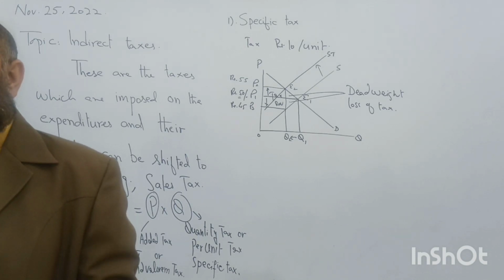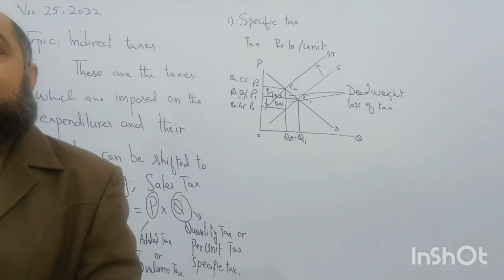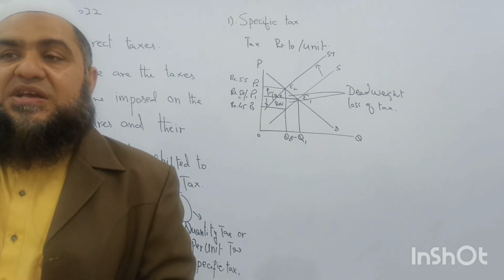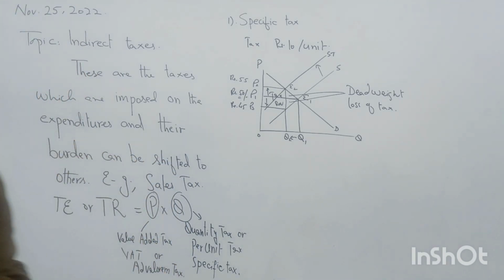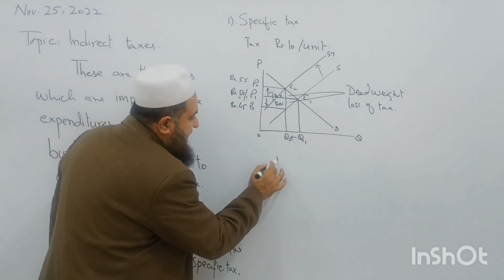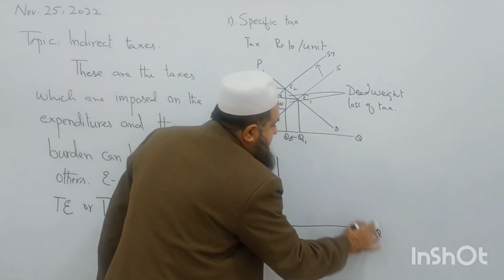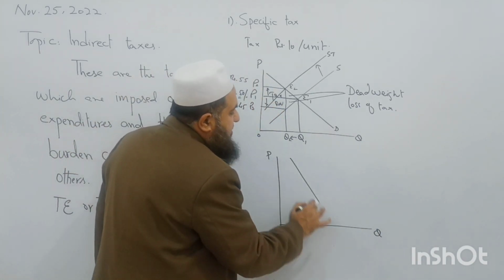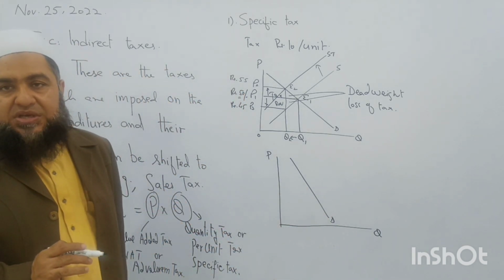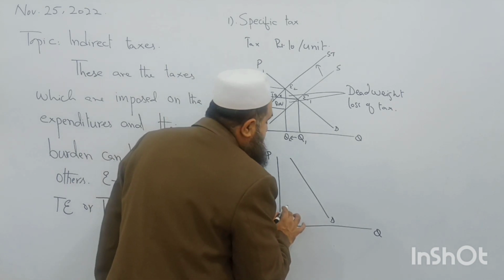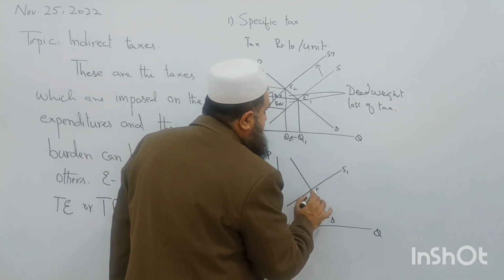Alright? Now, who will bear more burden of the tax? That depends upon the relative price elasticities of demand and supply. Now, I am going to draw another diagram to explain this to you. Now the demand curve is inelastic. What is it? It is inelastic. So before the tax, this is the supply curve.